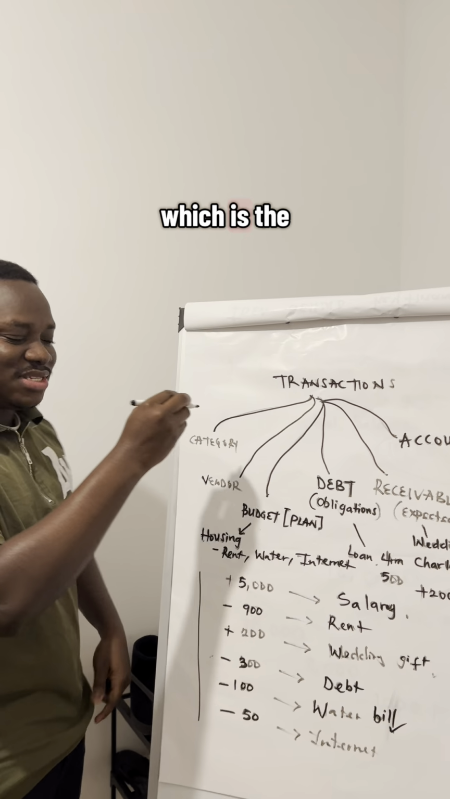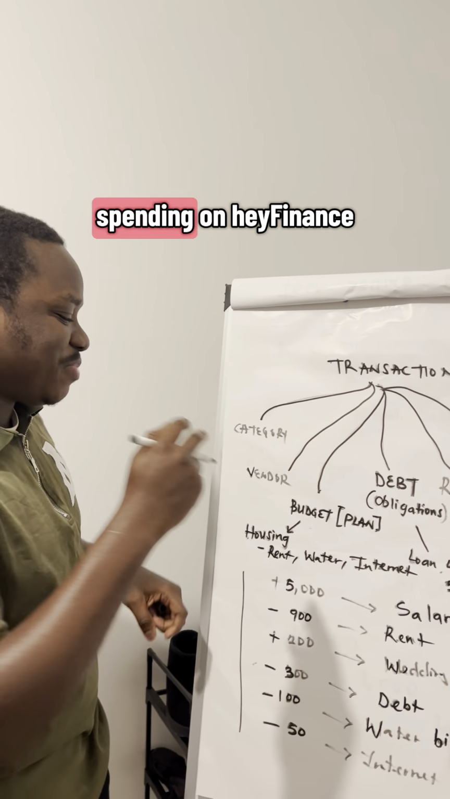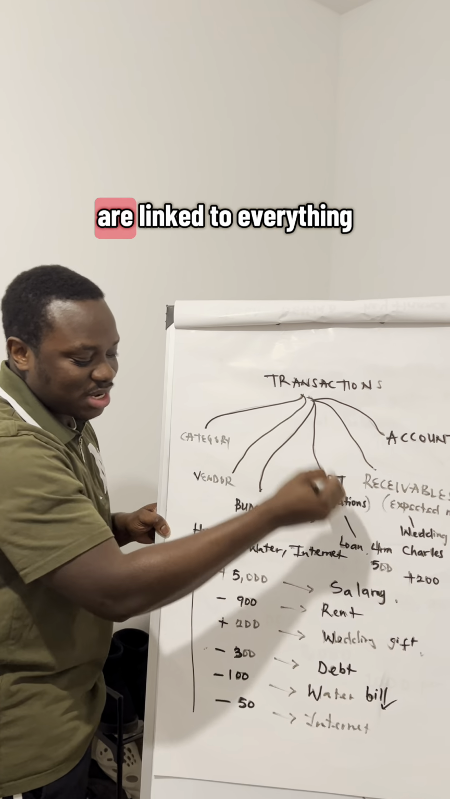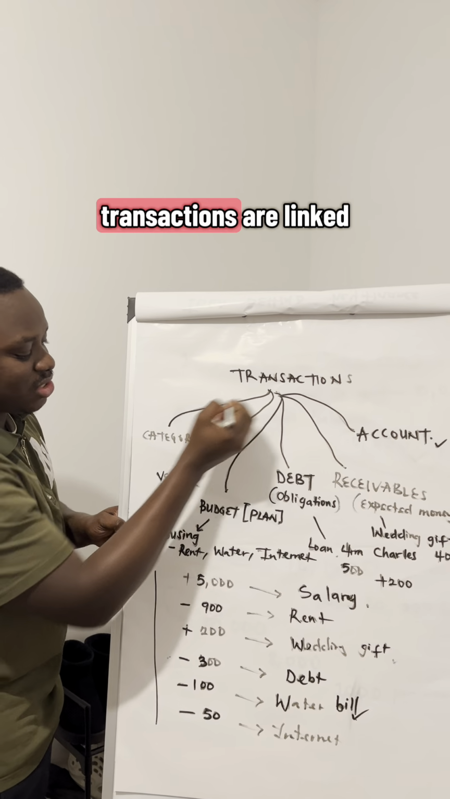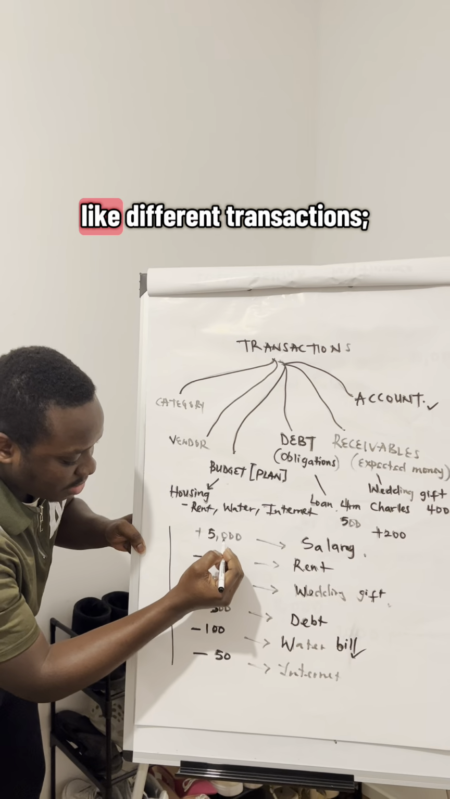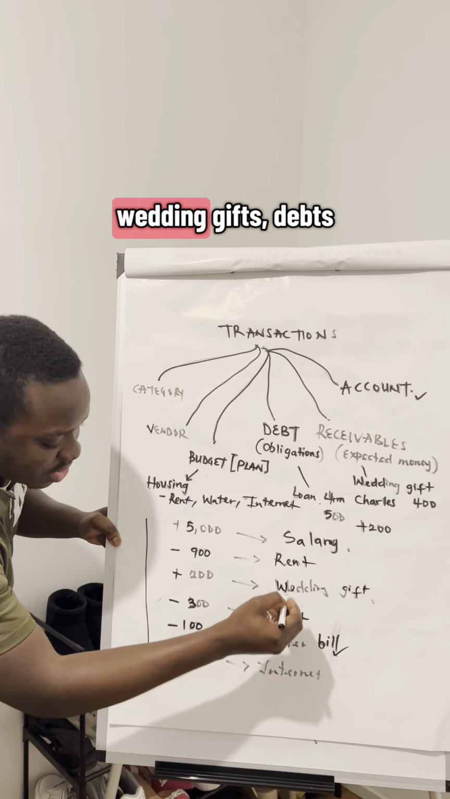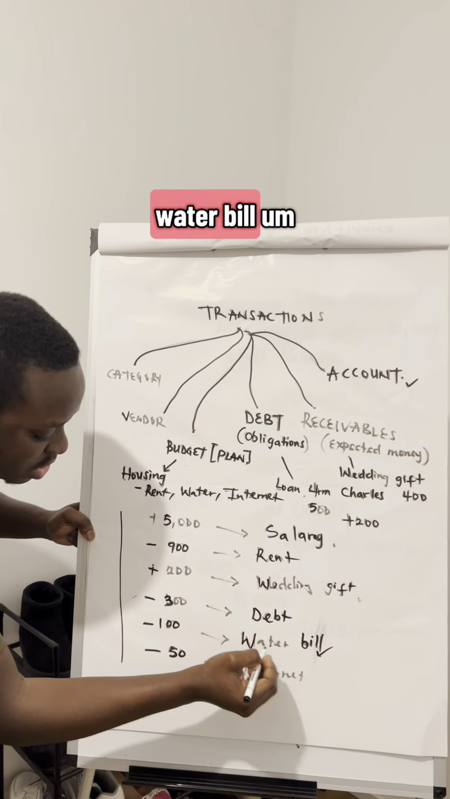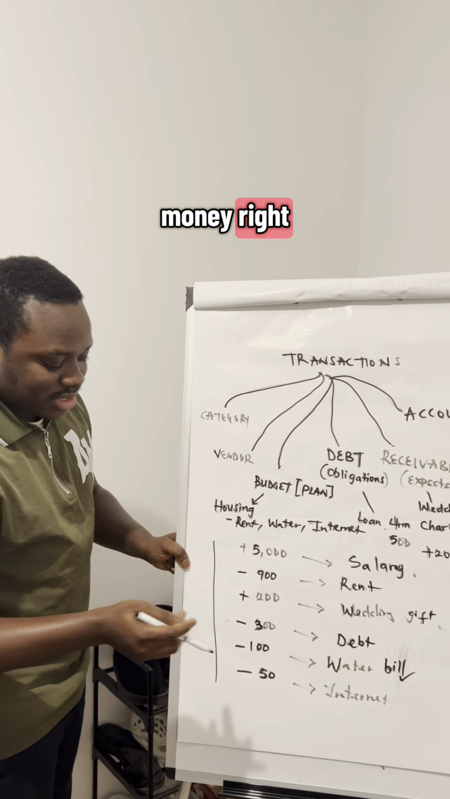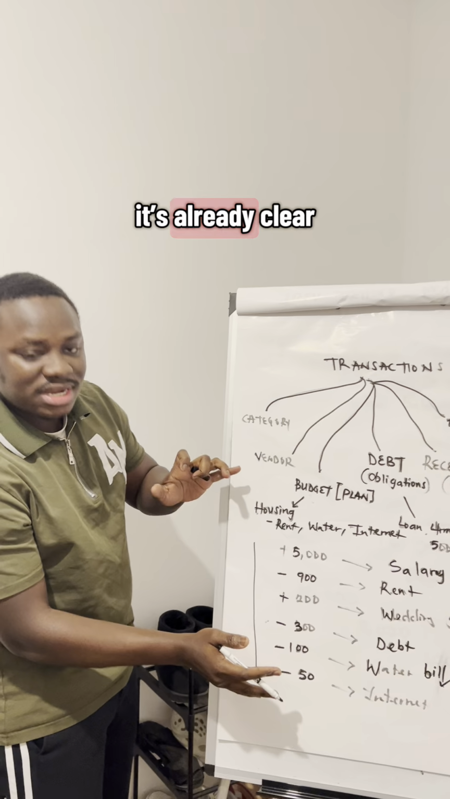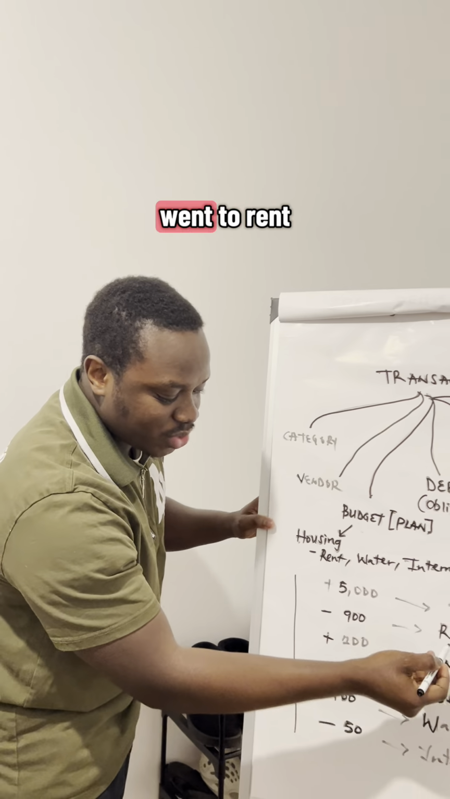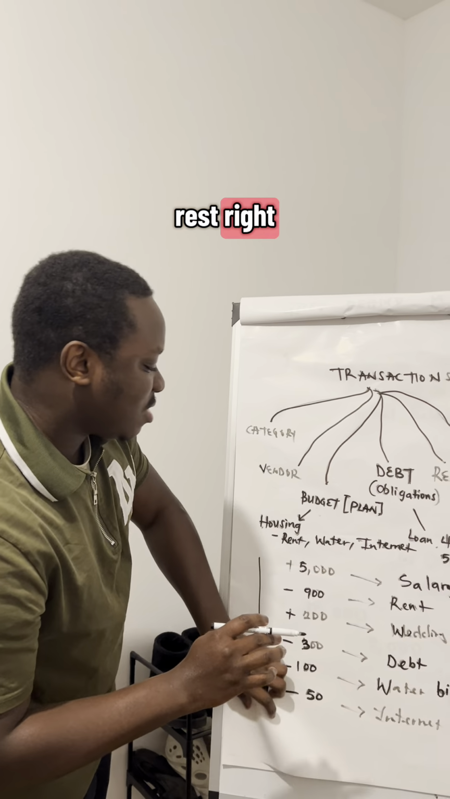The first one, which is the very basic part of understanding your spending on heyFinance, is linked to the core pillar, where we said transactions are linked to everything, right? So your transactions are linked to your category. And if you remember, we had different transactions: salary, rent, wedding gifts, debt payments, water bill, internet. So this was like you receive expected money, right? Based on this, it's already clear how the money was spent. So this is like the basic form. You already know how much went to rent, debt, and the rest, right?